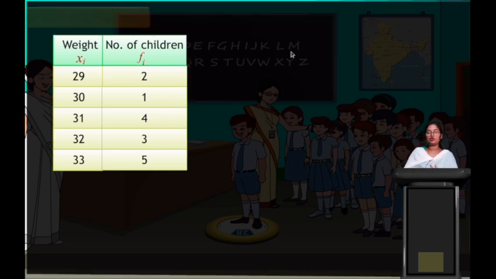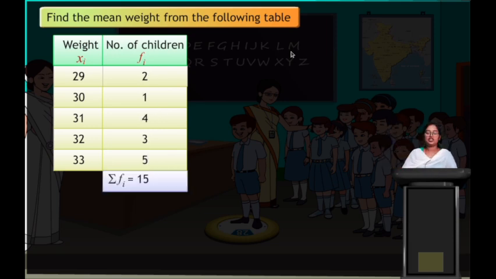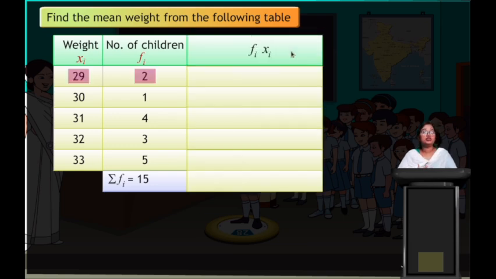So what do we have to do next? So here we have to find out the mean for this data. So for this, now let us find the sum of frequency. So when we add all the frequencies, we get 15. That means summation fi is equal to 15 here. Then the next step, we have to find out the product of xi and fi. Now let's do that. What is the product of 29 and 2, children? Yes, you are correct. It is 58.